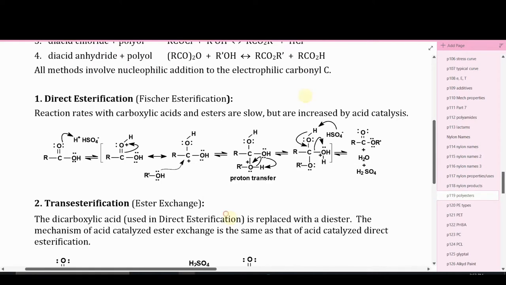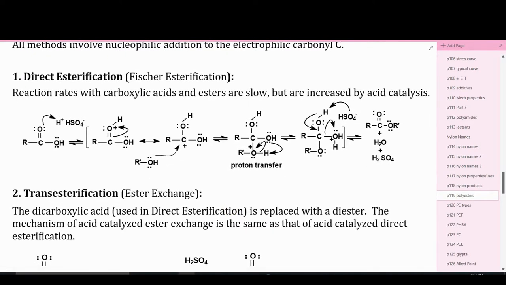I trust the direct esterification mechanism is familiar to you. Here we want to react the weakly electrophilic carbonyl carbon of a carboxylic acid with a weak nucleophile like an alcohol, and it's just not going to happen unless we add a strong acid catalyst, as in this case sulfuric acid. So once protonated by sulfuric acid, it forms a reasonably good electrophile to which even a weak nucleophile like an alcohol oxygen can add.